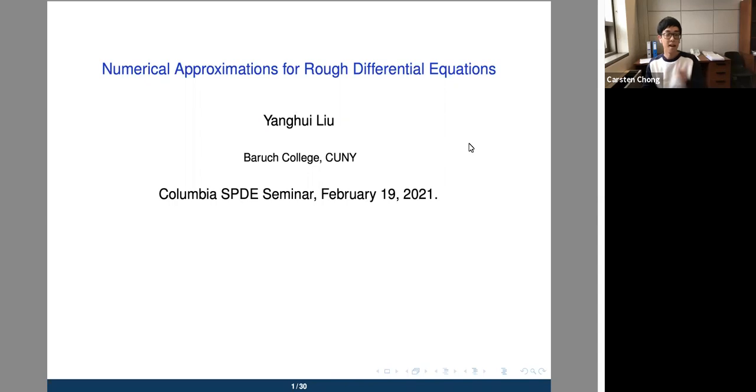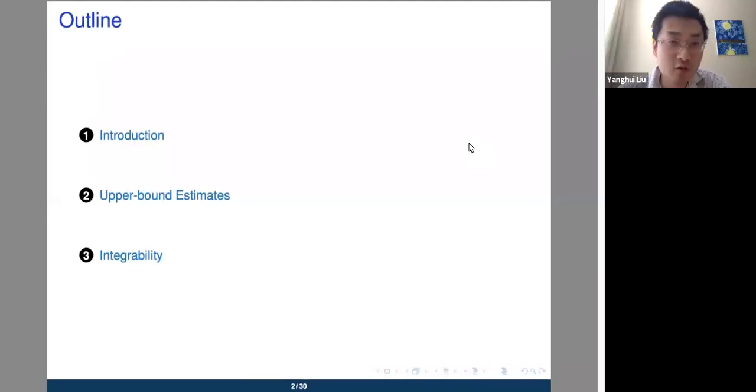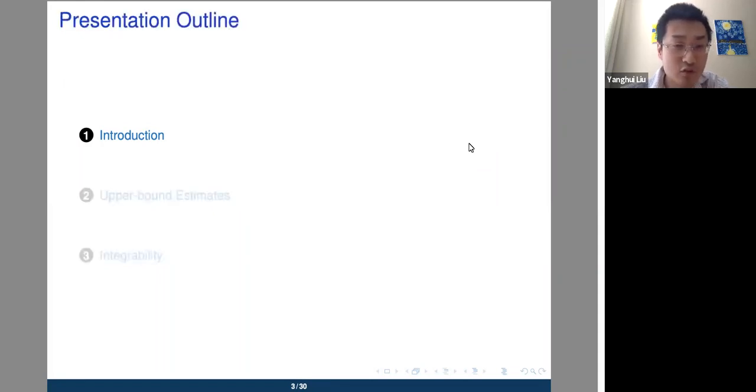All right. So the talk will have three parts. I will start with the introduction of the numerical approximation for rough differential equations. In the second part, I will derive upper bound estimates for the Euler scheme. And in the end, I will talk about the integrability. The integrability will be used to derive the Malliavin derivative. Okay, let's start with the introduction.